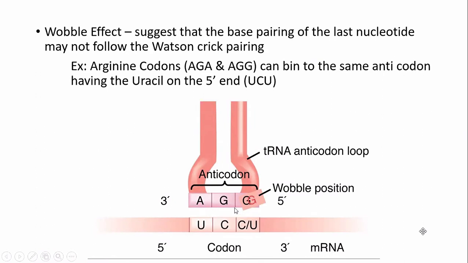usually yung nagdi-dictate naman kasi ng specificity ng codon is the third nucleotide to be coded. Dito siya. Okay? So, UCC and UCU codes for one amino acid. So, kahit C pa yan ang andito or U pa yan, same. Okay, anticodon yung magkakabit dyan, same amino acid. So, walang problema. That is your wobble effect. It suggests that the base pairing of the last nucleotide may not follow the Watson-Crick pairing na AUCG, pwedeng UG. Okay? Example, your arginine codons, AGA and AGG, can bind the same anticodon having the uracil on the 5' end.